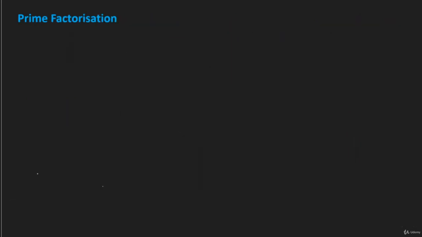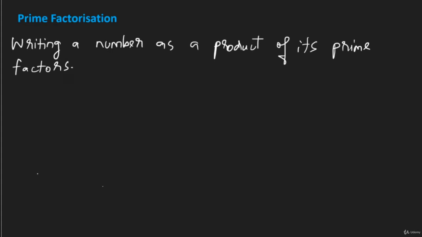composite number. Now that we know what we mean with prime numbers, let's try to understand what prime factorization is. This is an important topic and it's used in many different types of concepts and chapters in maths. Alright, now prime factorization means writing a number as a product of its prime factors. We know what factors are and we know what prime numbers are. So when we write a number as the product of prime factors, we call it prime factorization.